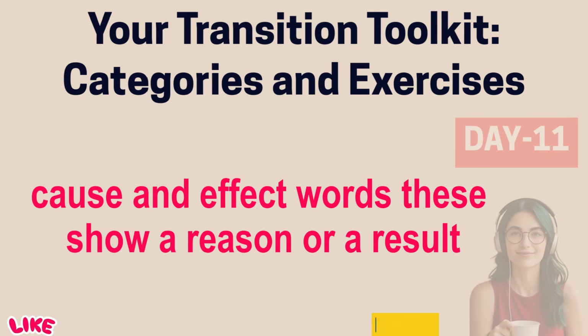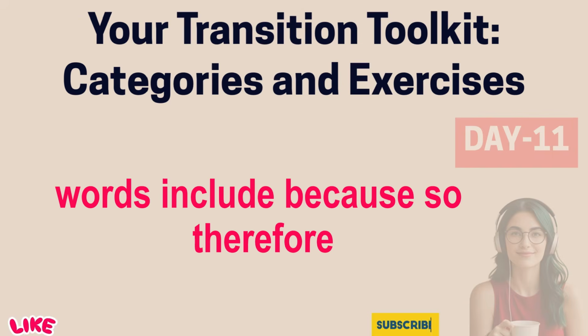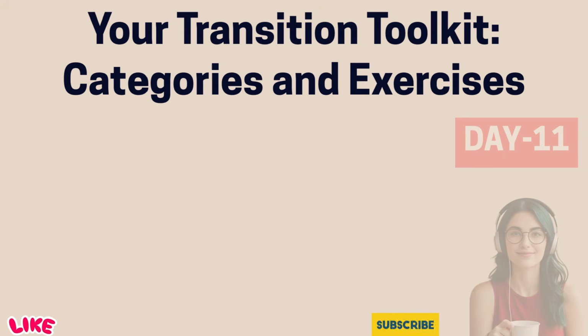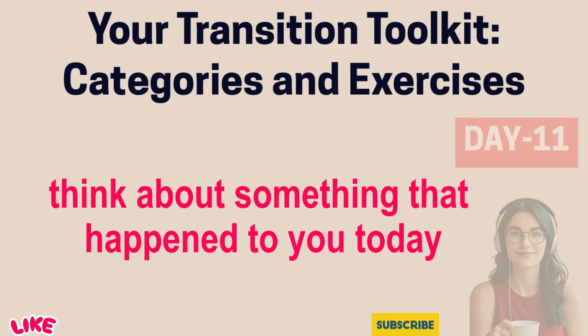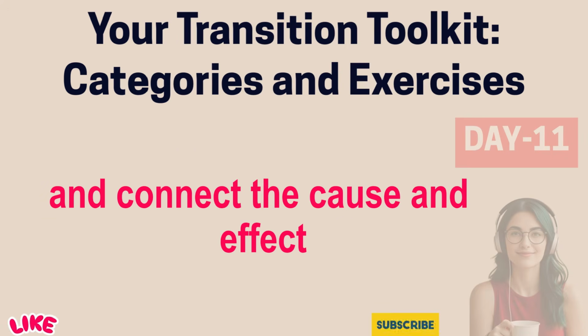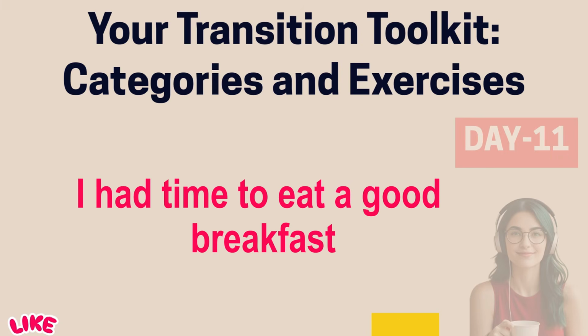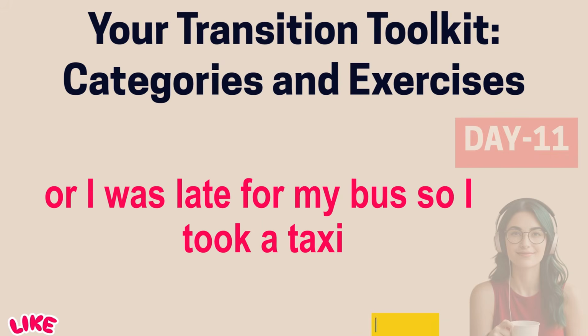Cause and effect words. These show a reason or a result. Words include because, so, therefore, as a result, since. Exercise. Think about something that happened to you today and connect the cause and effect. For example, because I woke up early, I had time to eat a good breakfast. Or, I was late for my bus, so I took a taxi.